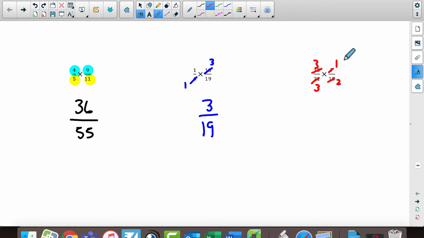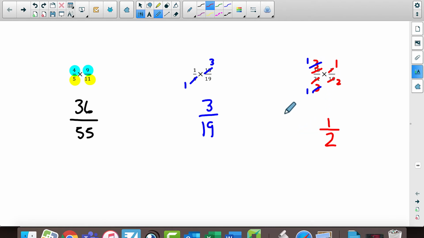Hey, is there still anything you can simplify? As long as there's something in the top and something in the bottom, you can do it. There absolutely is. I can divide the 3 and the 3 by 3. So 3 divided by 3 is 1, and 3 divided by 3 is 1. Awesome. Wow, look at this. Now all I'm left with is 1 times 1 is 1, and 1 times 2 is 2, and I have my answer. Now, if you didn't do all this simplifying, you can still get the right answer.